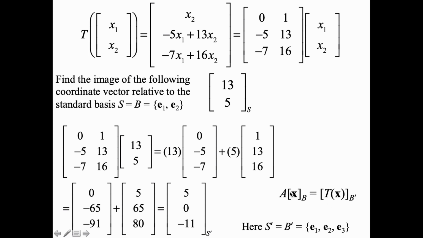So again, we have a transformation matrix A performing its transformation on a vector x relative to a basis B. In our case, the original basis B was the standard basis e1, e2, or i and j. And then out pops a transformation vector relative to basis B prime. Basis B prime, in this case, we're going to call the standard basis vectors e1, e2, e3. And so here we have a coordinate, basically, or a vector in R3, in 3 space: 5, 0, negative 11.